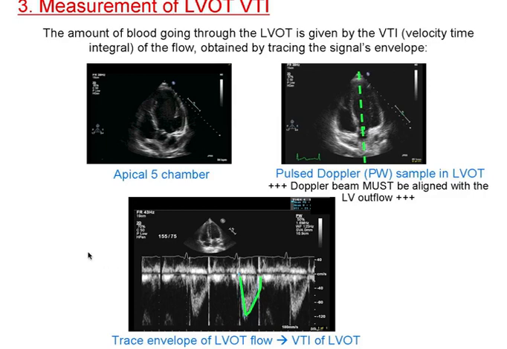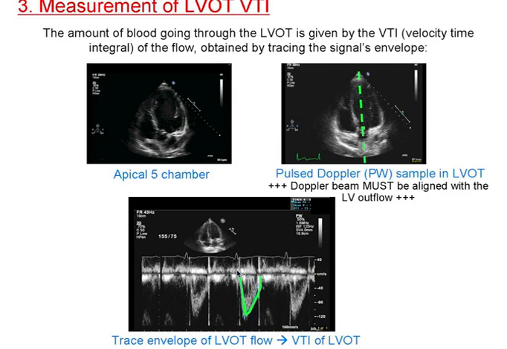Once we have the left ventricular outflow tract area, what we need to do is get the velocity time integral, which reflects the amount of blood going through the left ventricular outflow tract. It's the envelope of the flow that's coming all the way through that aortic valve. It's that envelope right there that we need to do a little calculus on, or integral of. So you line up the pulse wave Doppler signal right over the apical fifth chamber, and then you activate it, and then we get this tracing.